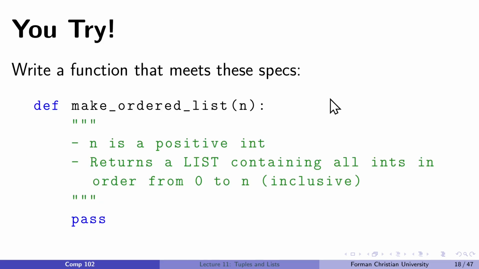All right, track this time. Write a make_ordered_list function. It takes a positive integer, so this n is an integer, basically, and it's positive. And it returns a list of all integers from 0 to n, including n. So pause the video and try it out, give it a shot. Basically, what you need is an empty list, a loop, and the append function that we just saw. See you after a few seconds with the solution.